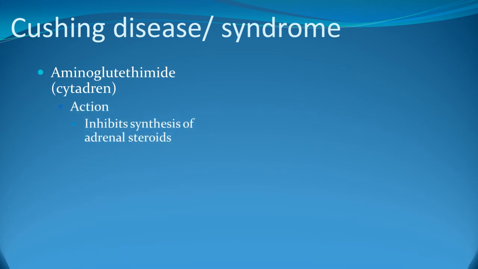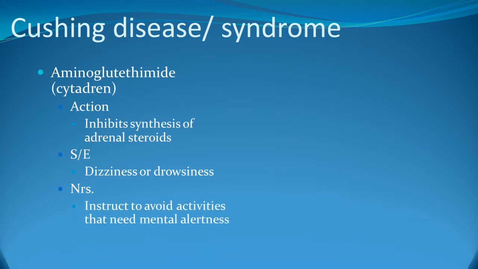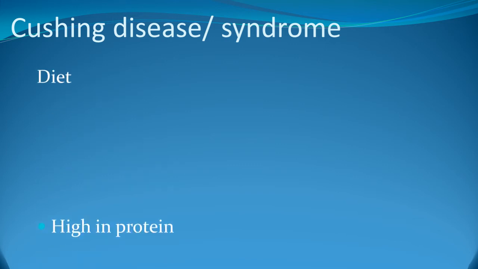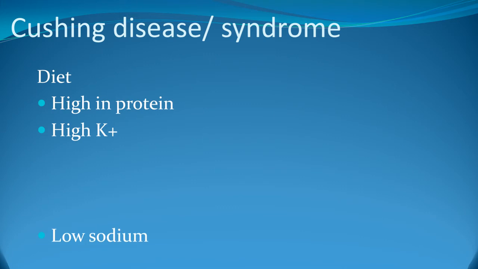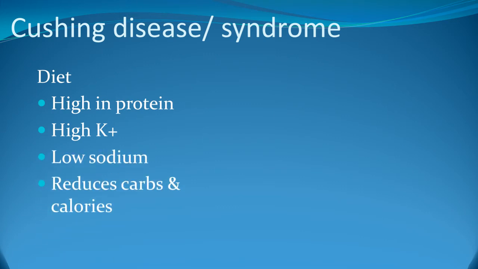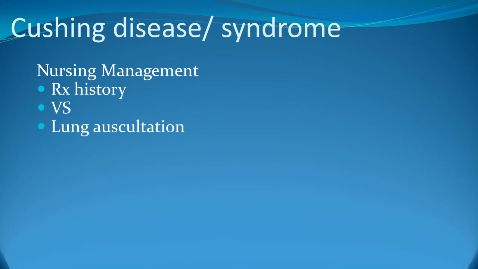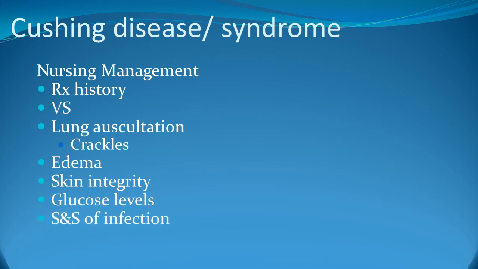Aminoglutethimide inhibits the synthesis of adrenal steroids. Side effects are dizziness and drowsiness, and patients are instructed to avoid activities that need mental alertness. Ketoconazole is an antifungal that inhibits adrenal steroidogenesis. Diet: high protein, high potassium, low sodium, and reduced carbohydrates and calories. Nursing management includes history, lung auscultation for crackles, edema, skin integrity, and checking glucose levels.